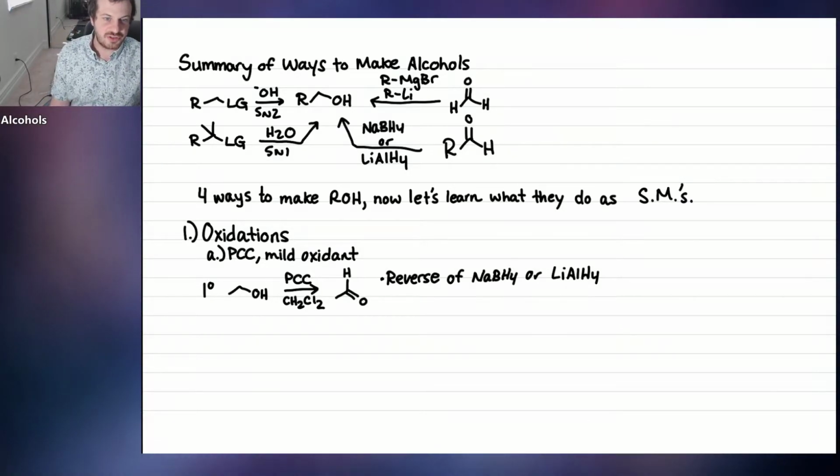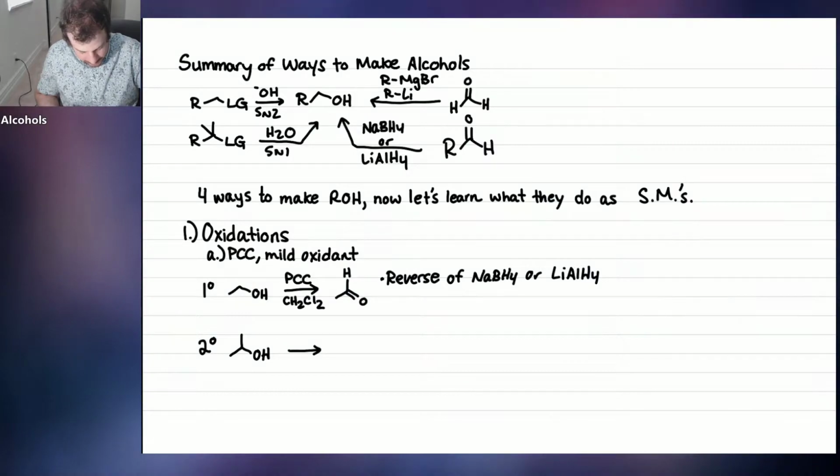So PCC turns primary alcohols into aldehydes, the opposite of NaBH4, which turns aldehydes into primary alcohols. Okay, for secondary alcohols, PCC is going to do something similar. I'm not going to worry about writing the CH2Cl2. It's going to turn the alcohol into a ketone. So again, that OH group just turns into a CO double bond. That's what PCC does to secondary alcohols.